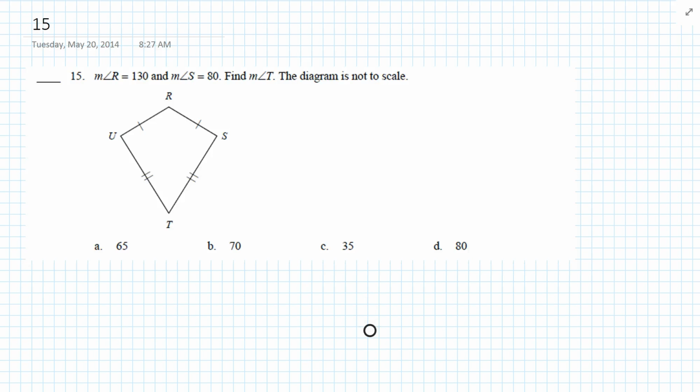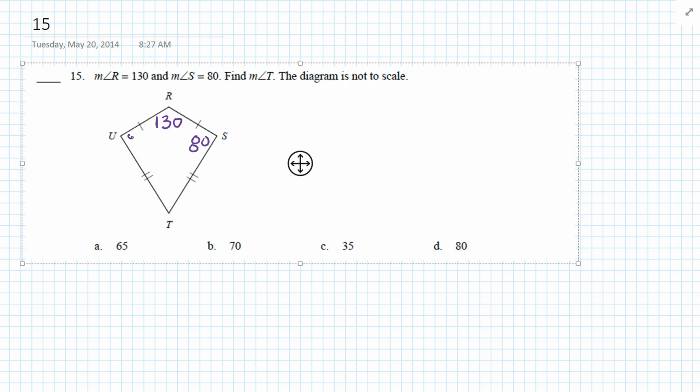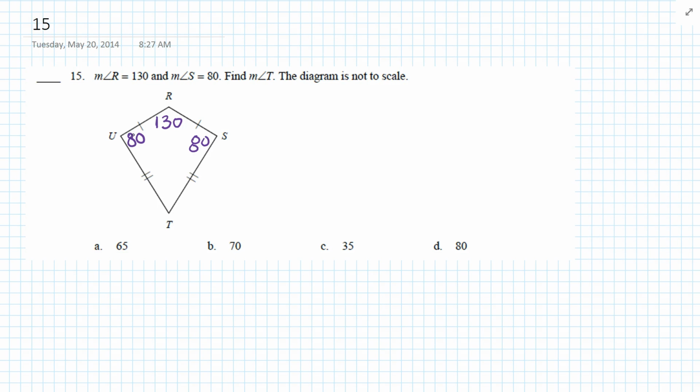15. The measure of angle R is 130 and the measure of angle S is 80. Find the measure of angle T. There's a couple ways you could attack this. You could draw a line between R and T and make two congruent triangles, or you could just know angle U is going to be 80.